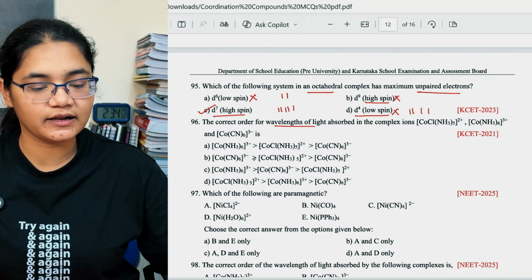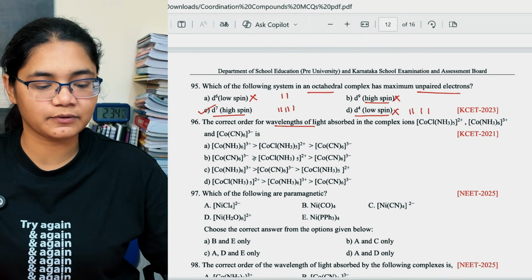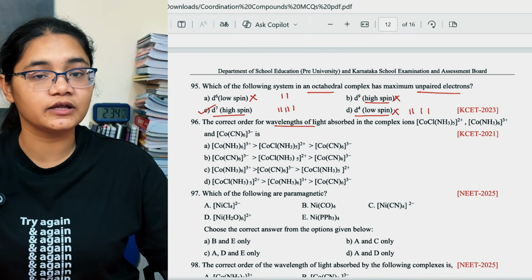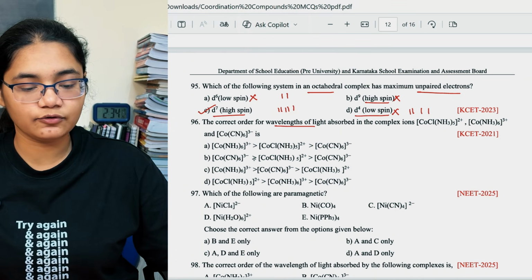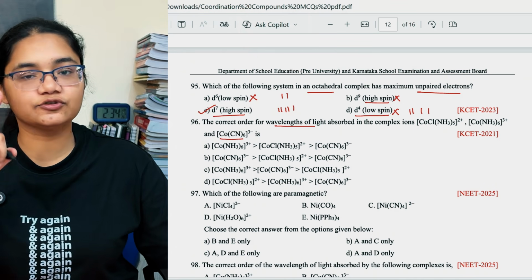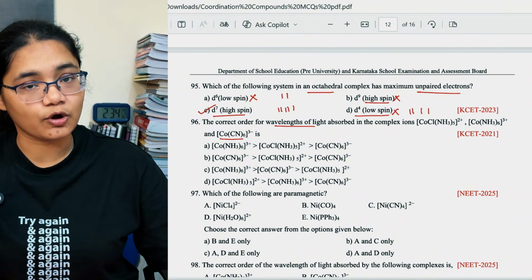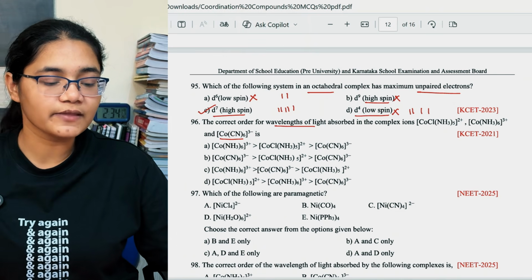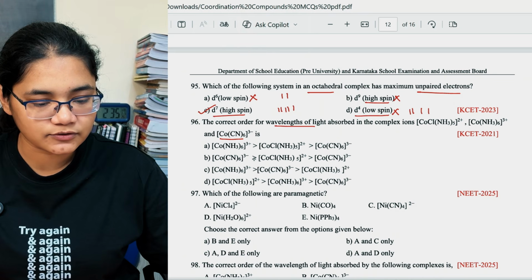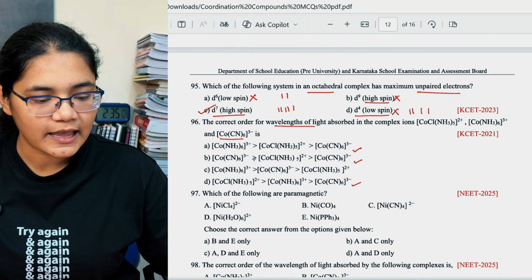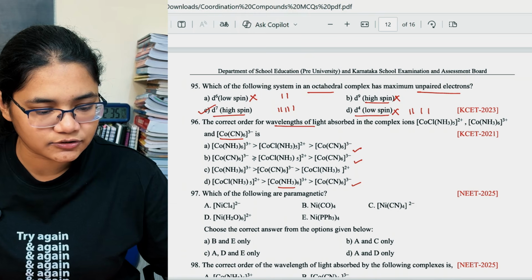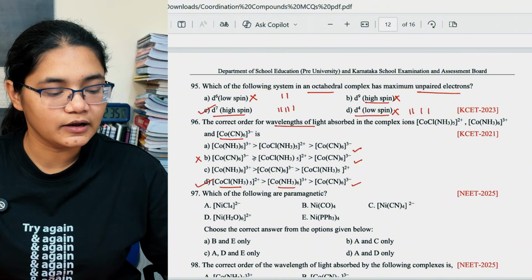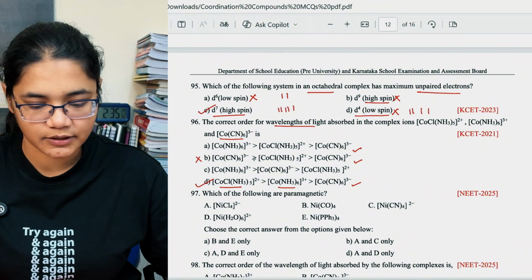The correct order of wavelength of light absorbed. As previously discussed, whenever the ligand is strong, it will absorb the lesser wavelength. Here, CN6 will absorb the least wavelength, because it has strong field ligands, and least wavelength means highest frequency. Energy is inversely proportional to wavelength. So CN will be the one with the least. So here I have CO, CN, Cl, and after that it has to be NH3. Here it is NH3, here it is different. After this one, it has to be option number D. 96 will be option number D.